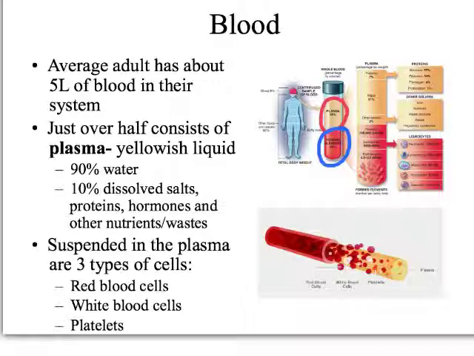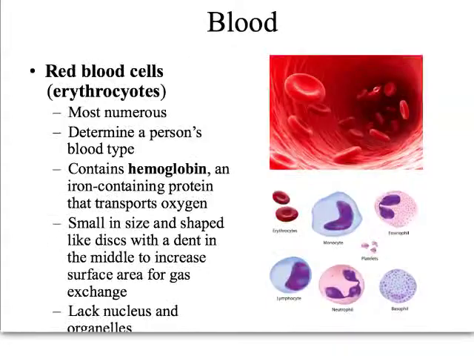So again, your blood has 2 parts. We have plasma, which is basically not cellular. It's basically water and dissolved salts and proteins and stuff like that. And then we have the cellular part, which consists of the red blood cells, the white blood cells, and the platelets. So let's take a look at the red blood cells first.